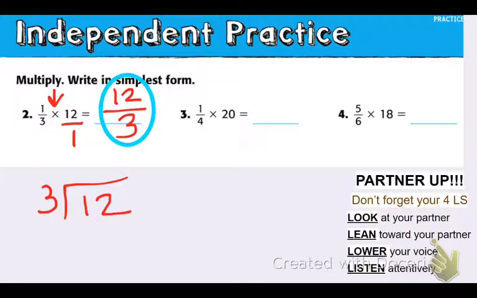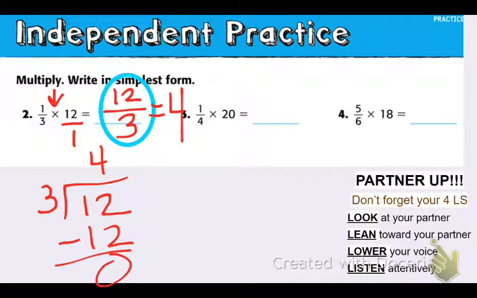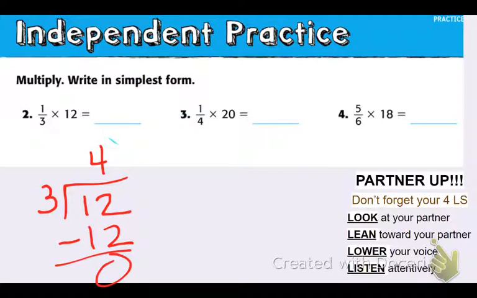We're going to change this improper fraction into a mixed number or a whole number. How many groups of 3 can I make out of 12? Well, I can make 4 groups of 3. So the correct answer would be 12/3 is equal to 4. So 1/3 of 12 is 4. And really, 4, 8, 12, 4 is 1/3 of 12. It makes sense.